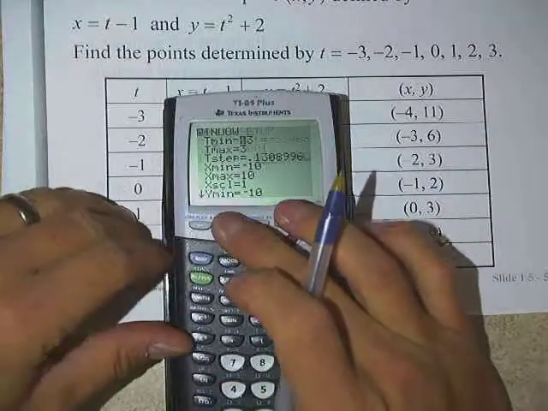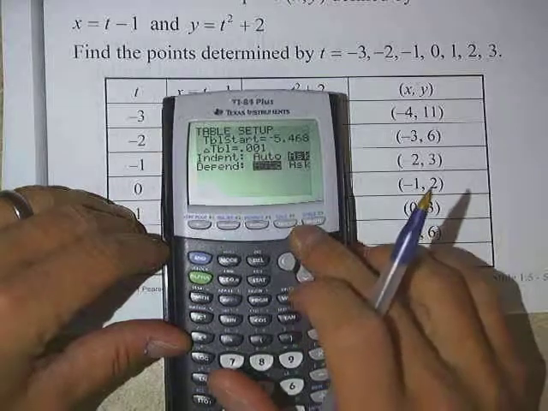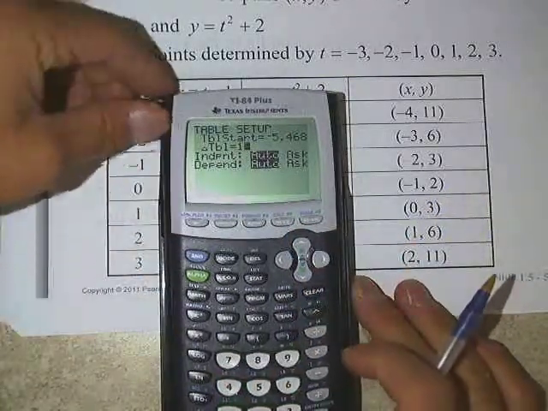All right. Now, the other thing I want to show you too with the calculator is that if you look at your table at this point, I'm going to go to table set first.